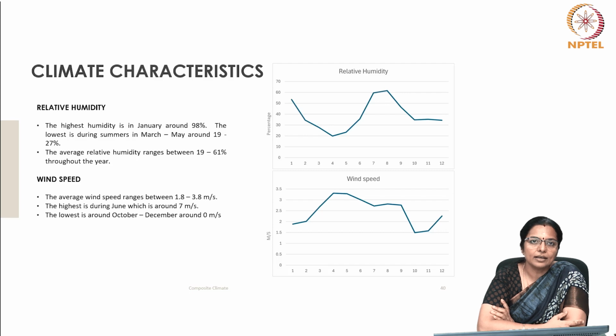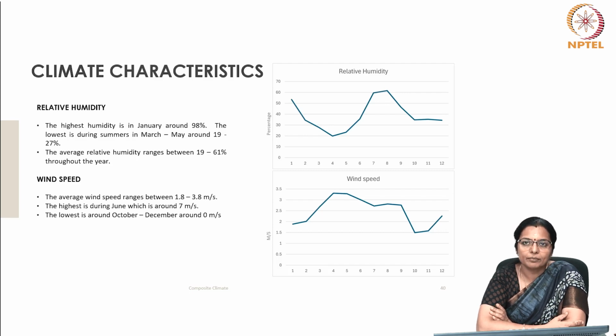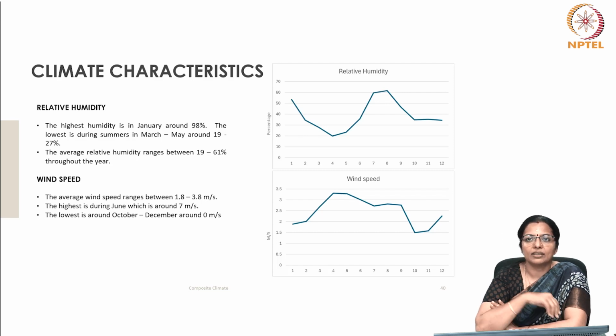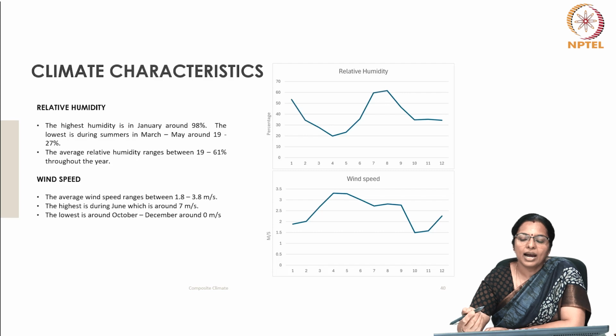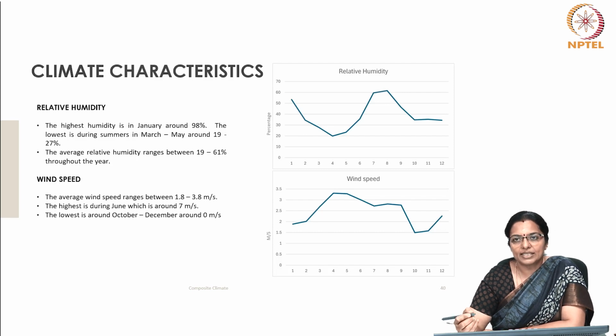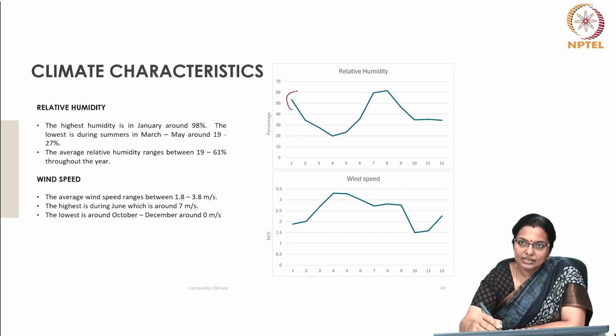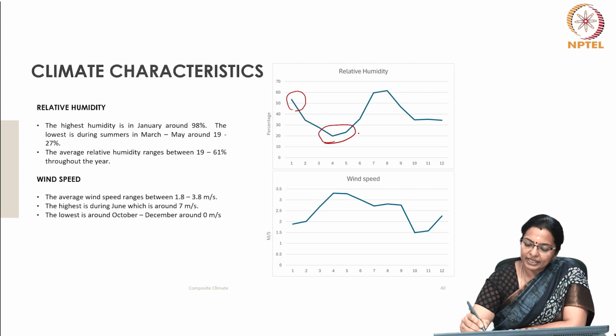So, if we look at the detailed climate characteristics in terms of its relative humidity, the highest humidity is in January, that is around 98%. And the lowest is during summer between March and May and around 19 to 27%. So, the highest humidity is somewhere around January. During summers between March, April, May, the humidity dips.